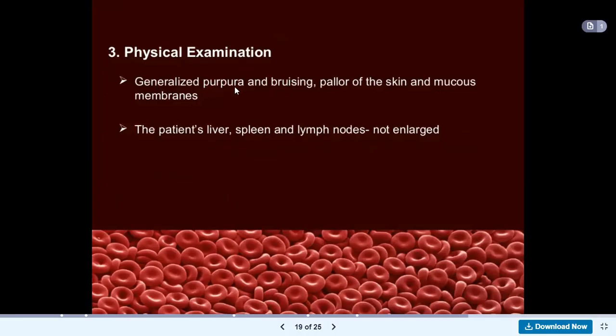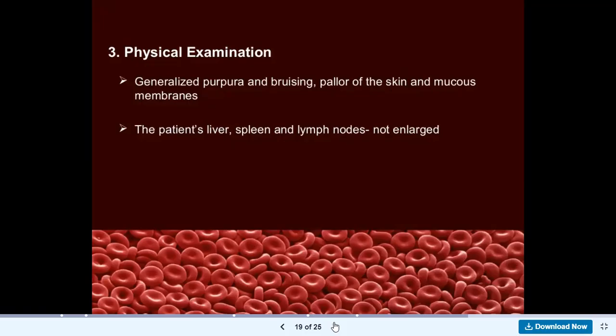When you see generalized purpura, it shows that there's something wrong with the platelets, because the patient is bleeding under the skin. So you see purpura under the skin, and then you see pallor of the skin. The skin is looking pale, which is a sign of anemia, and the mucous membranes also are pale, which is a sign of anemia. And then the patient's liver, spleen, and lymph nodes are not enlarged, okay?